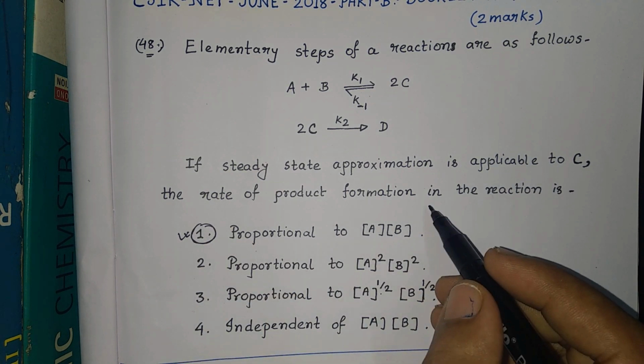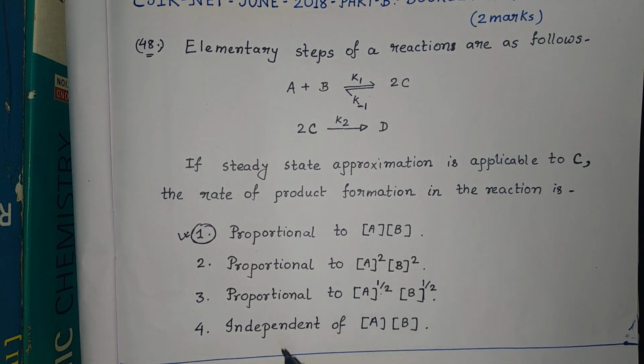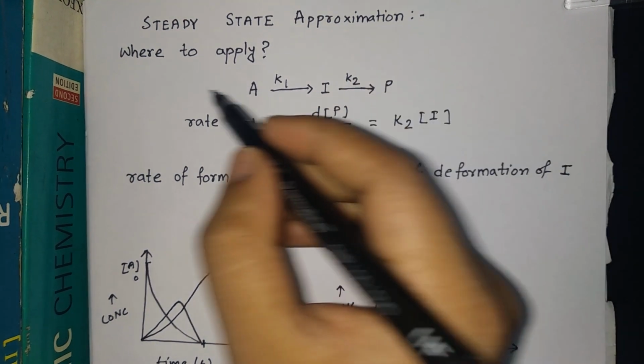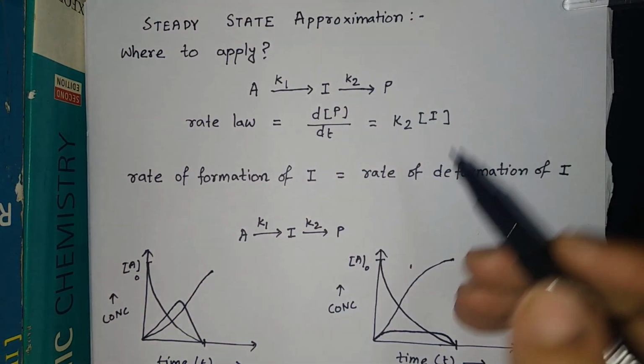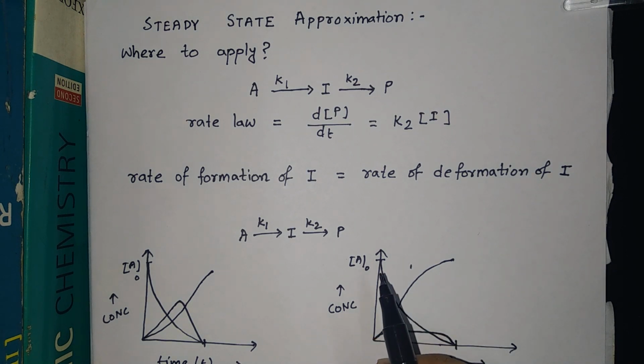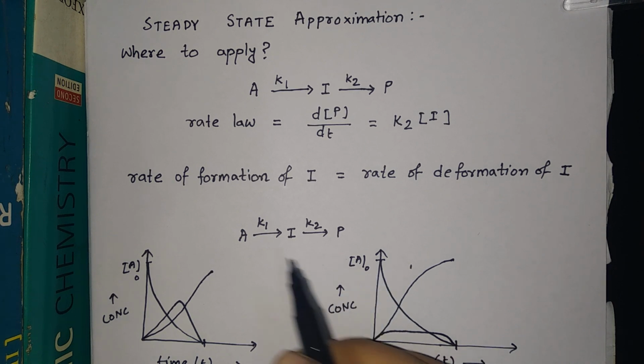The rate of the product formation is proportional to what we have to determine. So what will be the correct answer? Before coming to that, I have to give a description of the steady state approximation. Where do we apply the steady state approximation? Many students have this question in their mind, and I didn't see any YouTube video giving the proper answer for this question. So guys, first I will describe this one.